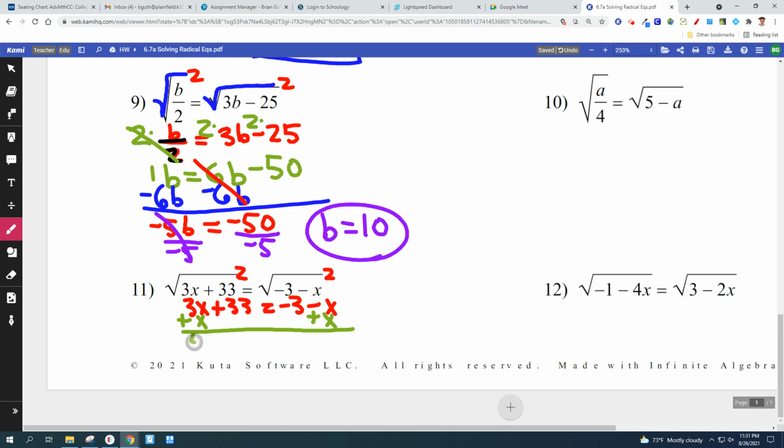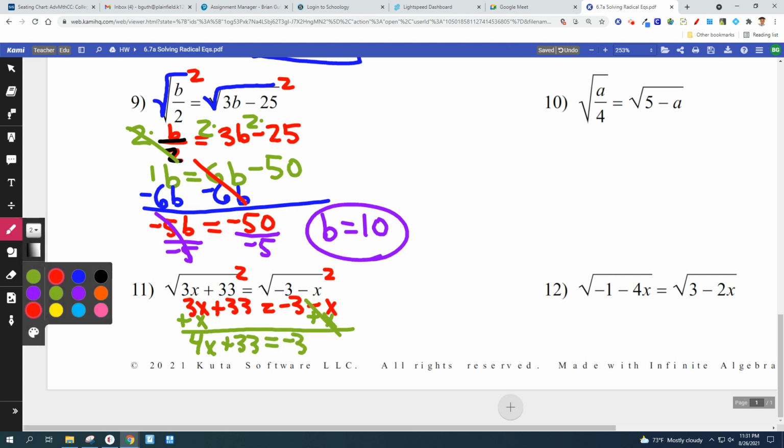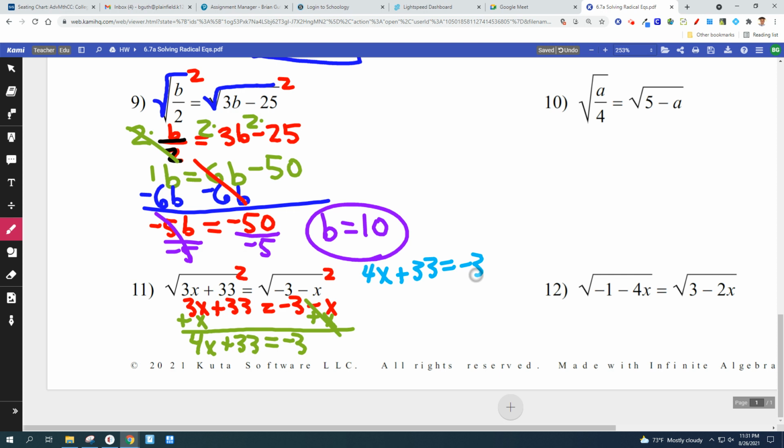So 3x plus x is 4x. Got this plus 33 equals negative 3, and that's canceled. That was the whole point. I'm going to move this over here. I had 4x plus 33 equals negative 3. And this is just a regular solve. I want to get x by itself. I want to get my variable by itself. So let's isolate. Let's subtract 33. 4x, that's gone, equals negative 3 minus 33 is negative 36.